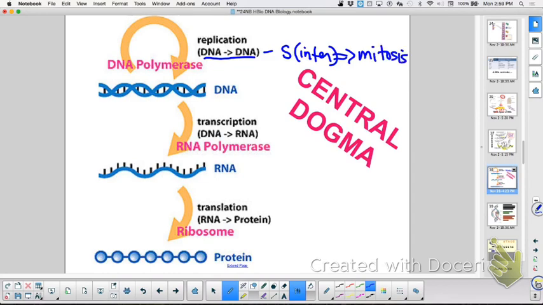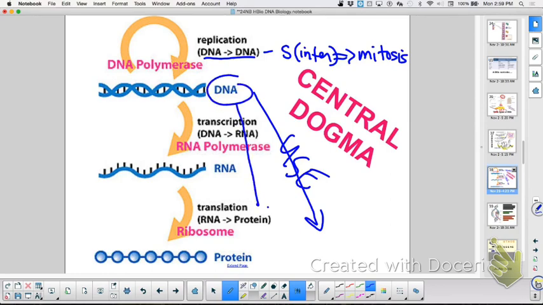When cells just want to function, this is making a copy of the code. This is using the code. It's how I use the code when I do transcription and translation. How do I use it? I make mRNA. I use that mRNA to build a protein. This is how my DNA codes for proteins. This is just making sure I get the code right in all my daughter cells.